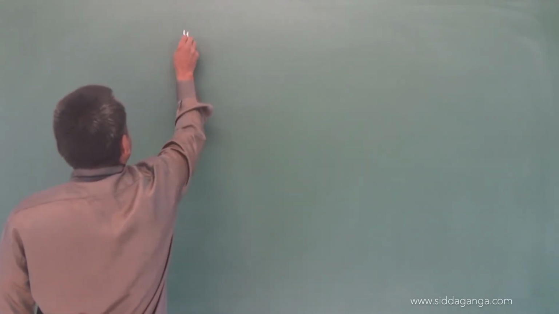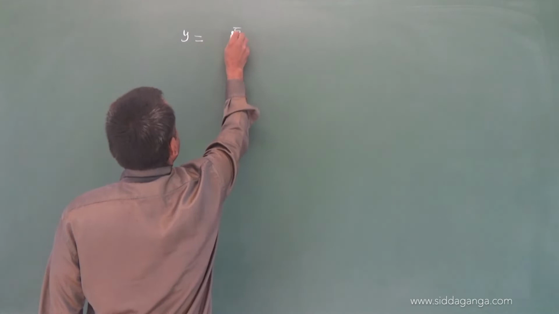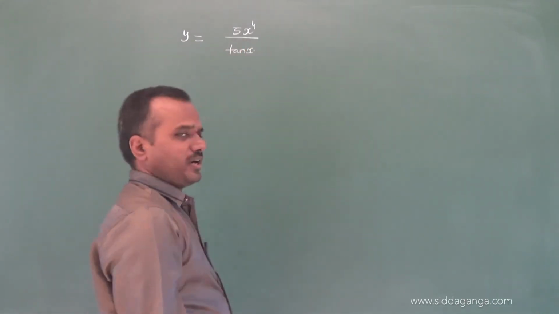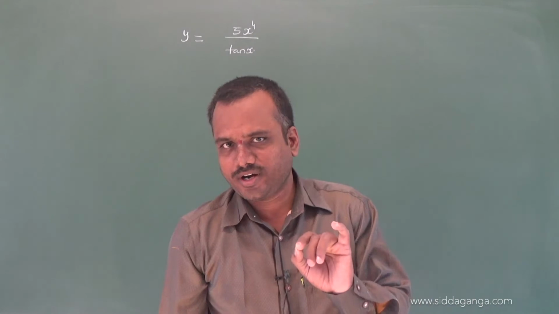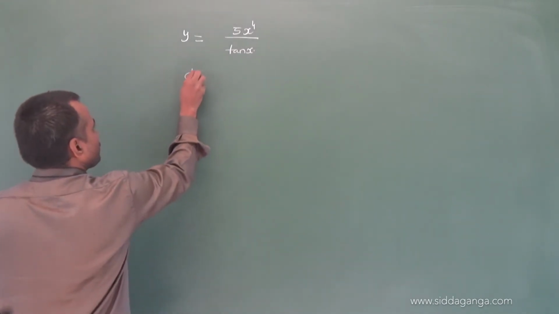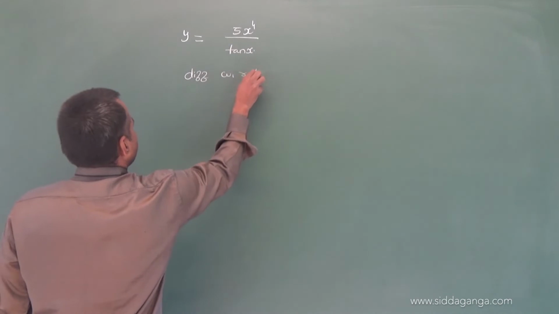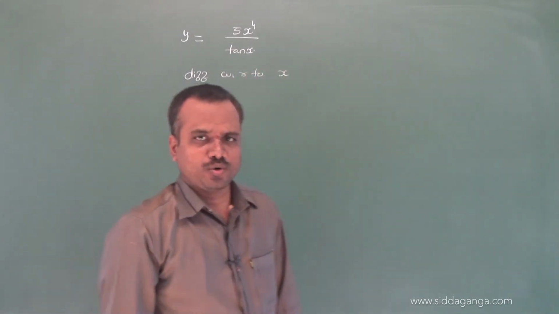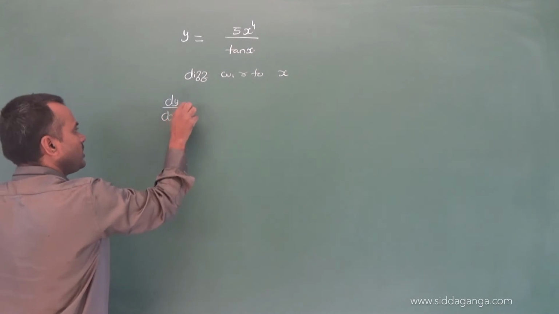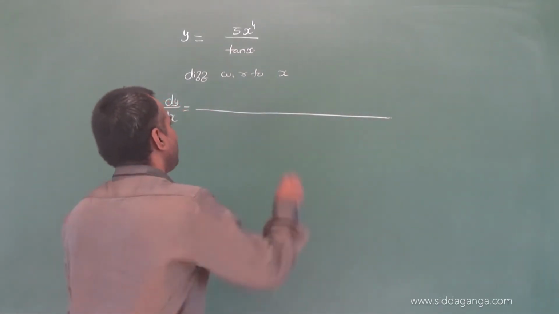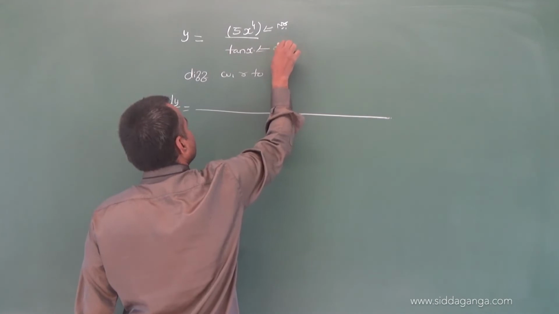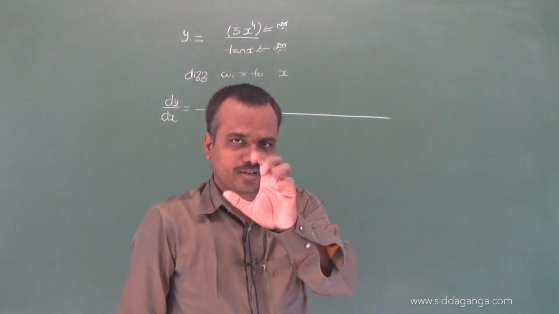One more practice problem. y is equal to 5 x to the power 4 divided by tan x. Differentiate with respect to x. So y with respect to x, dy by dx. Here 5 x to the power 4 is the numerator, tan x is the denominator, no need to write, okay.